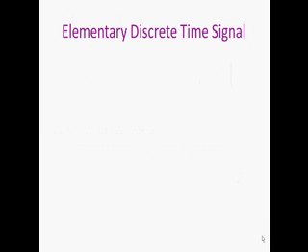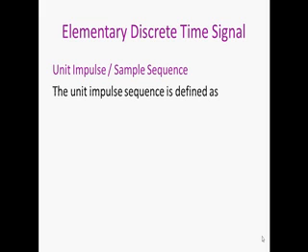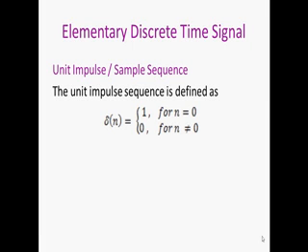Elementary discrete time signals. What are the elementary signals we are going to use in DSP for calculations or simplifications? The first signal is the unit impulse or sample sequence. The unit impulse sequence is defined as del of n equal to 1 for n equal to 0. When n is not equal to 0, the value of del of n is 0.